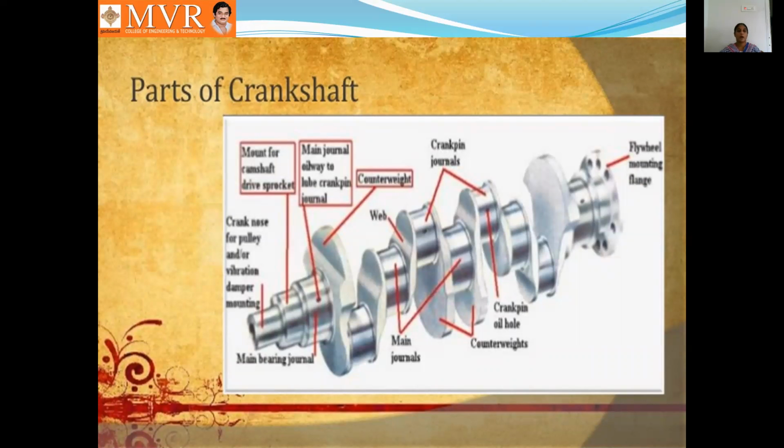Okay, next, parts of the crankshaft. These are the main parts of the crankshaft: crank journals, crank pin, main journals, and flywheel.